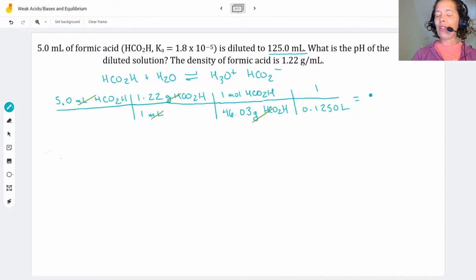What is our concentration? 1.06. And again, this is molarity. This is moles of formic acid per liter. Okay, that's fantastic because we need concentration to do our ice table, although you can do ice tables in moles too, but we're going to do it in concentration.